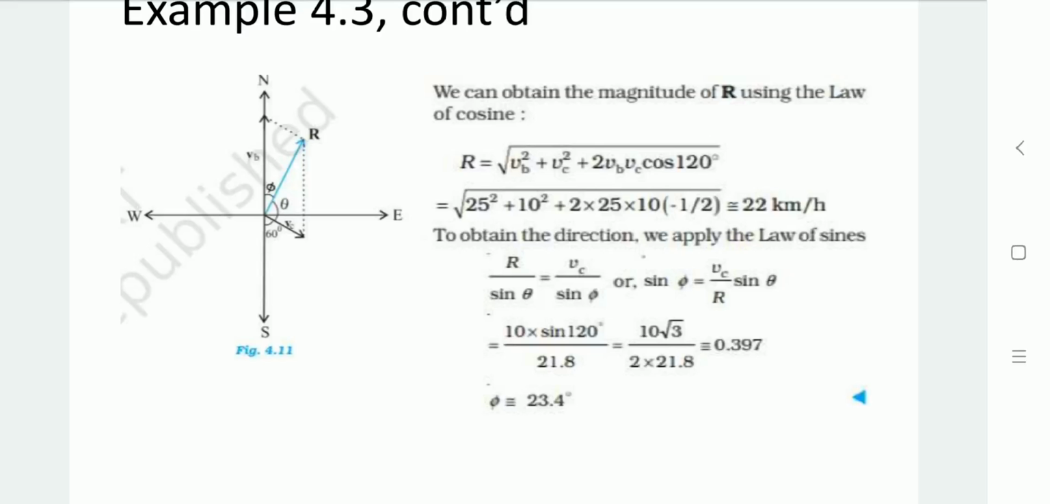By resolving this, we get 0.397. Now, phi equal to sine inverse of 0.397. So, we have phi equal to 23.4. Clear?